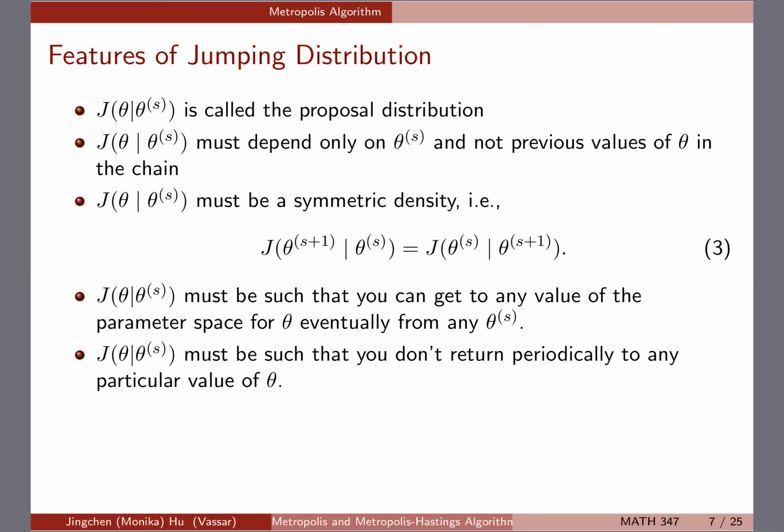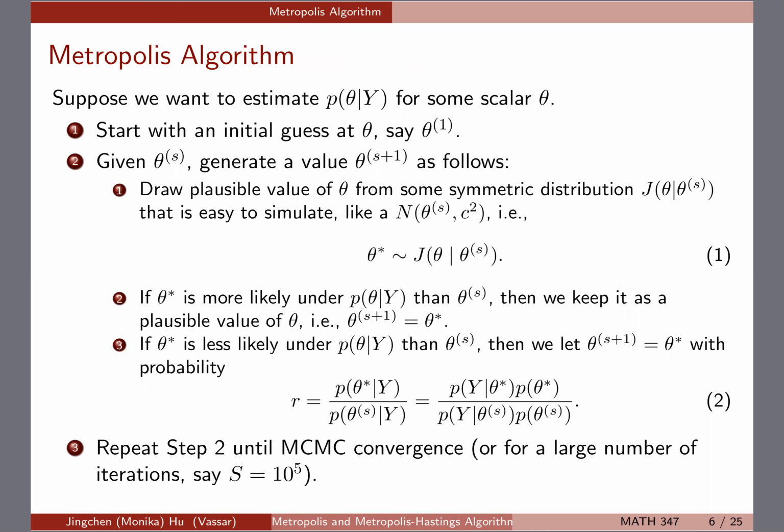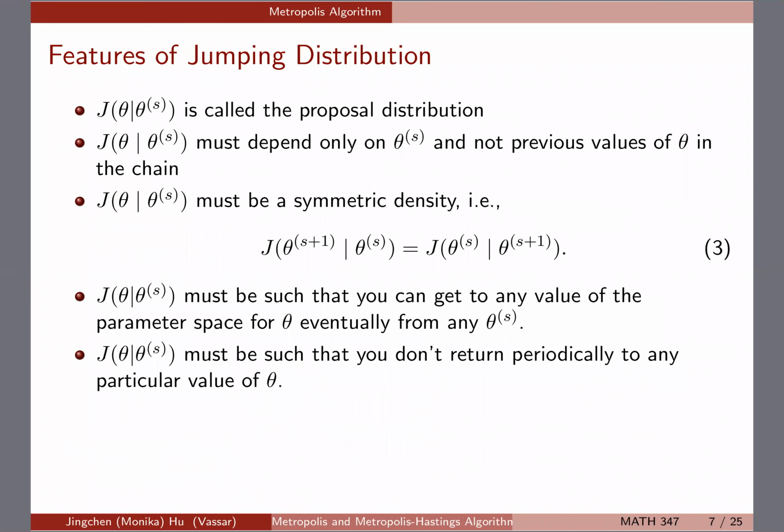If you think about the normal that I just used here, we know that theta star is going to be random from this normal centered at theta S with standard deviation C. Because the normal itself is symmetric, if you want to go back from theta star to theta S, it's the same jumping distribution. That's a pretty important feature of Metropolis, and that's the biggest difference between this and the Metropolis Hastings that we're going to talk about as well.